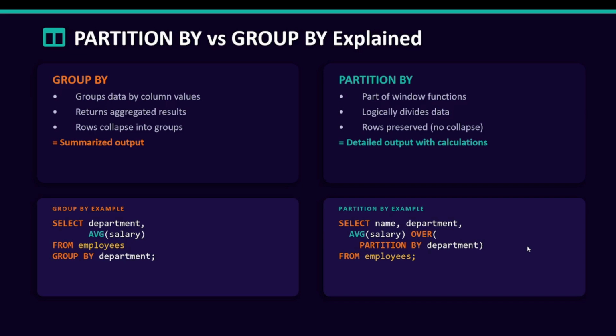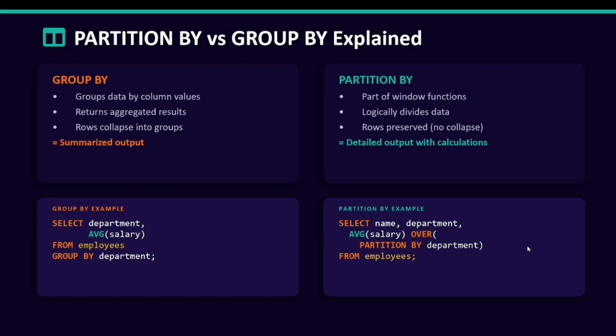To summarize the difference in the simplest possible terms, group by reduces your data. It gives you one output row per group, collapsing all the individual details. Partition by enriches your data. It keeps every row intact and adds a calculated value alongside each row based on the partition it belongs to. Use group by when you want a summarized report. Use partition by with window functions when you want to perform calculations across groups while still keeping all the original rows and their details visible in the output.